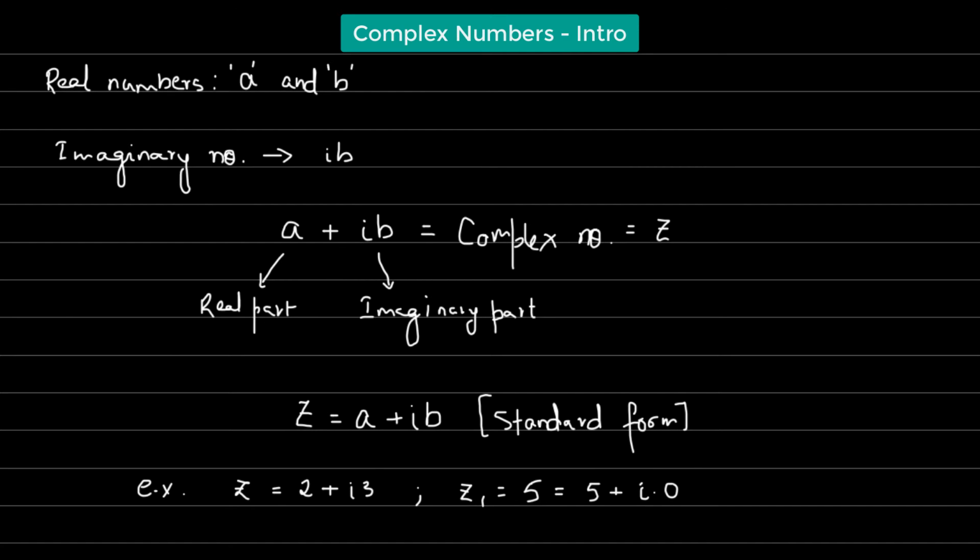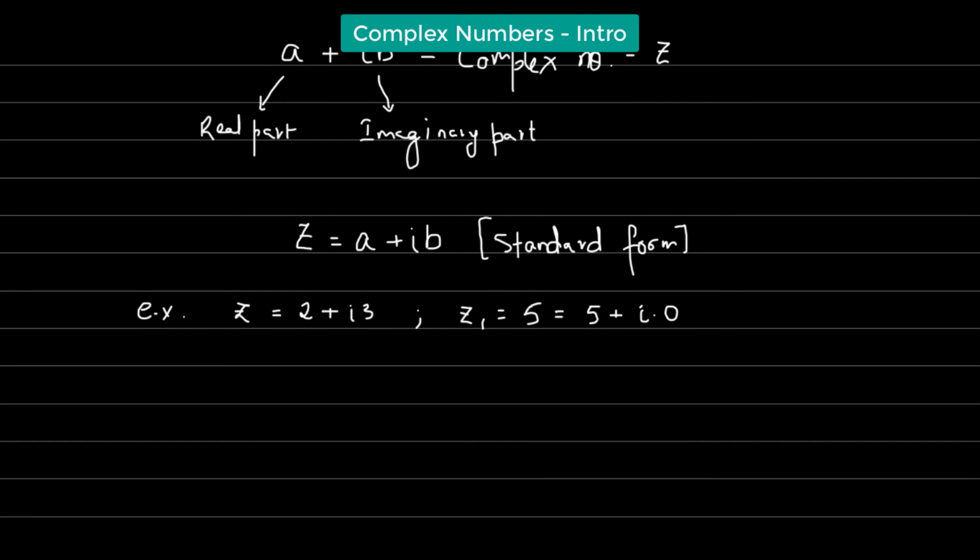Let's take another example. If we have Z2 equals half of I, this is only an imaginary number, so it only consists of an imaginary part. What we can do is convert it into a complex number by simply adding 0. Now 0 is not going to affect the value in any way, 0 being the additive identity. So we can rewrite half of I as 0 plus half of I, and here the real part is simply equal to 0.